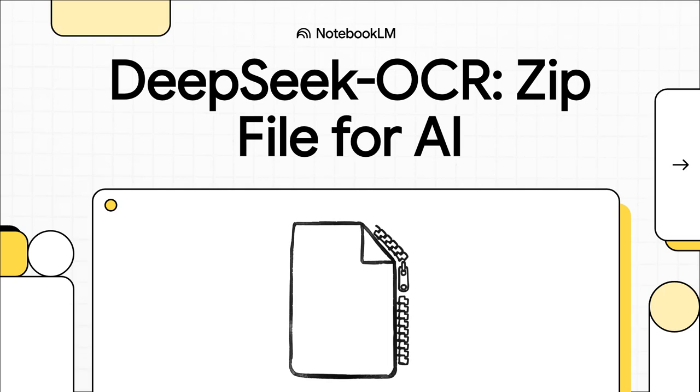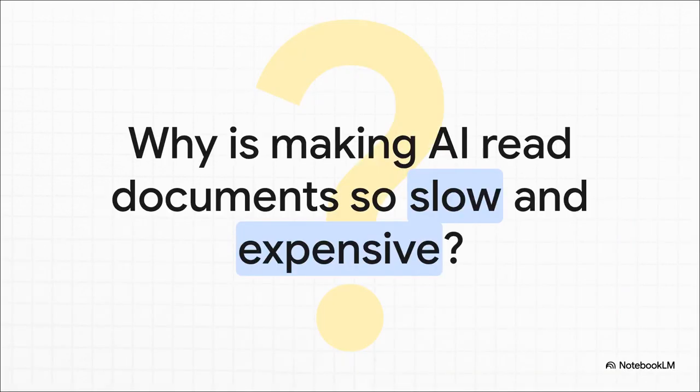All right, today we're diving into something that is, no exaggeration, a potential game changer for how AI interacts with the world. It's called DeepSeek-OCR, and the best way to think about it is like a zip file for documents. It's a brand new way to get AI to read millions of pages, but way faster and way, way cheaper. Let's get into it.